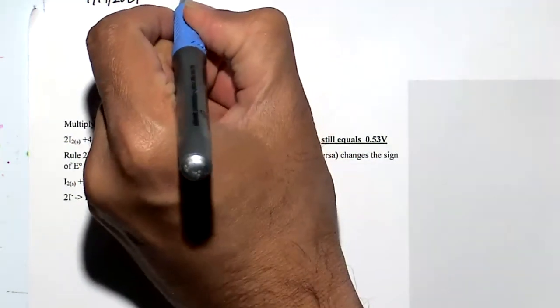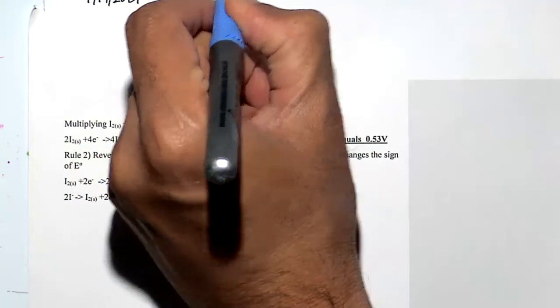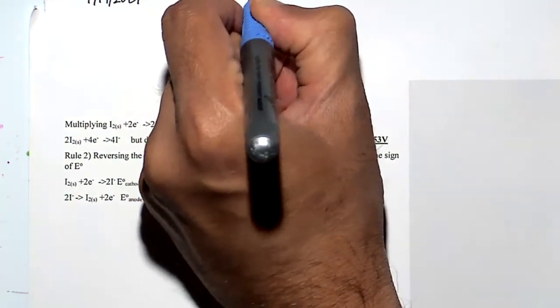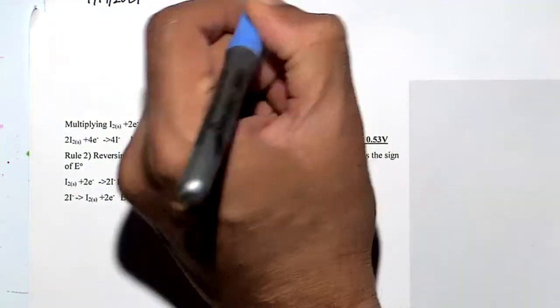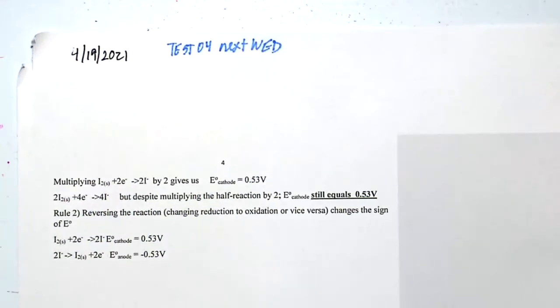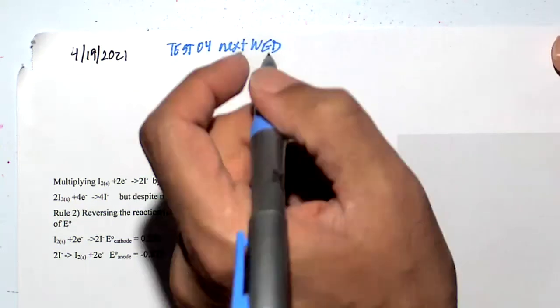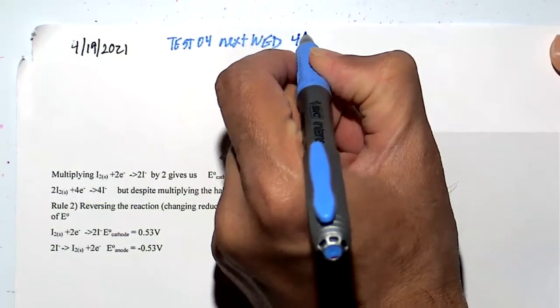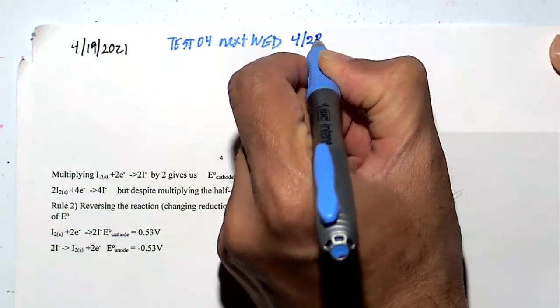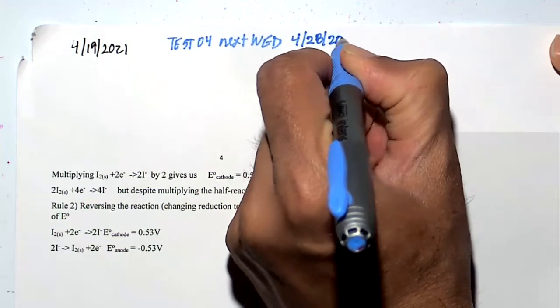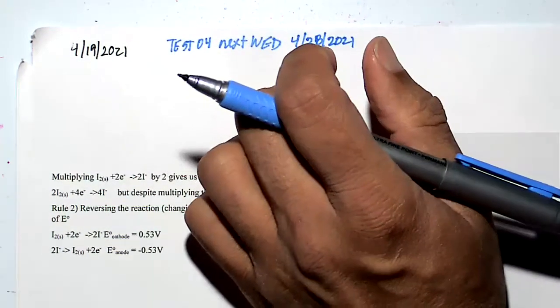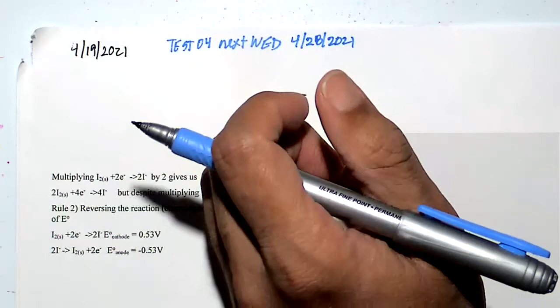So test 4 is going to be next Wednesday. It's the same format as test 1, test 2, and test 3. But this time, instead of next Monday, it's going to be next Wednesday, the 28th. And this is the last day of class. Okay, the very last day of class.